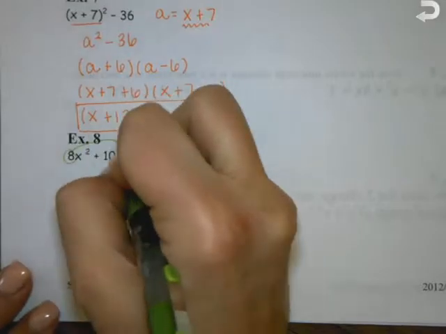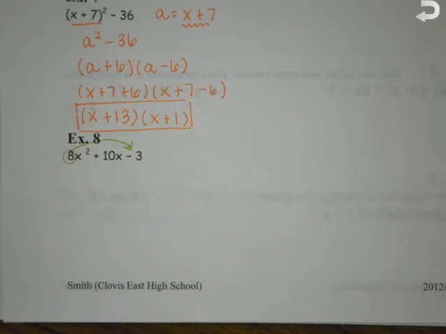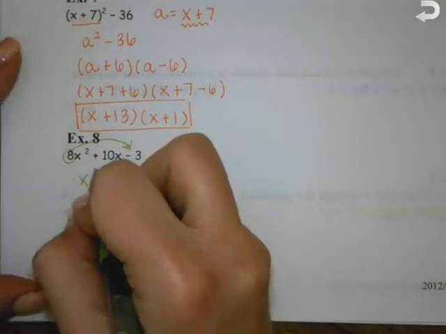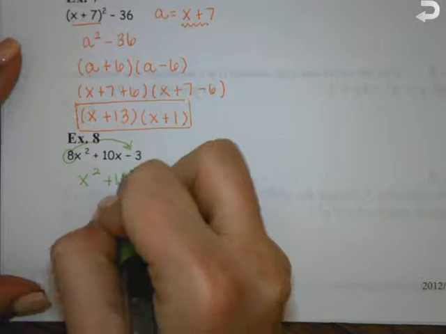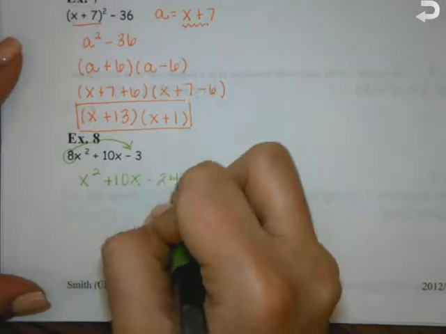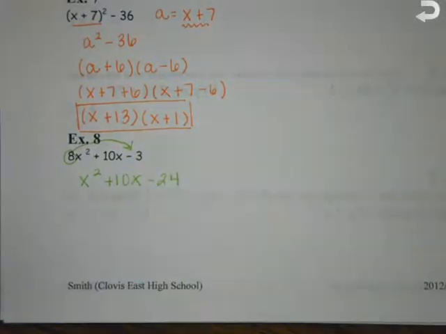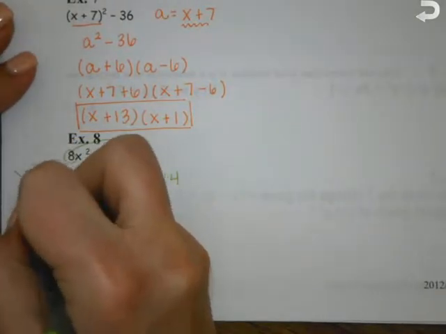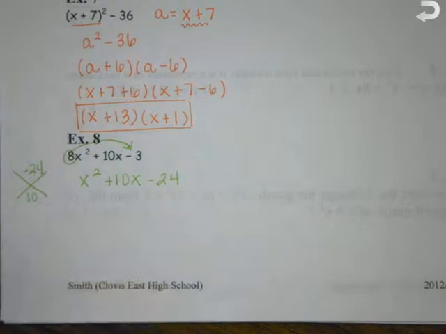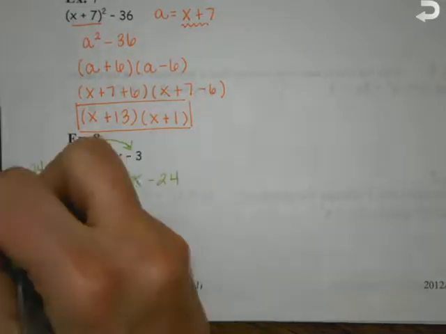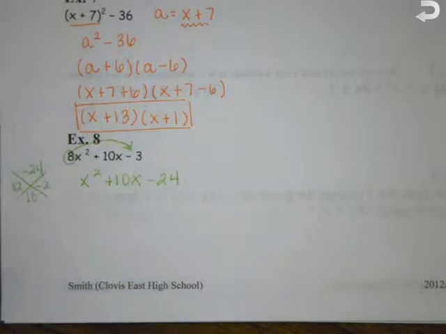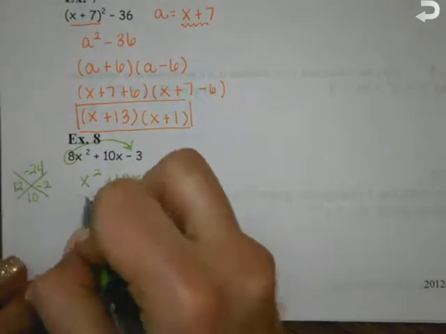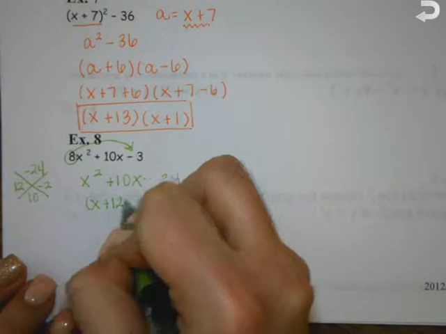Multiply 8 times negative 3. So that's going to give me x squared plus 10x minus 24. And now we can use diamond method on that. So what two numbers multiply to negative 24 and add up to positive 10? Positive 12, negative 2. Do you guys agree? Okay, so this is x plus 12 times x minus 2.